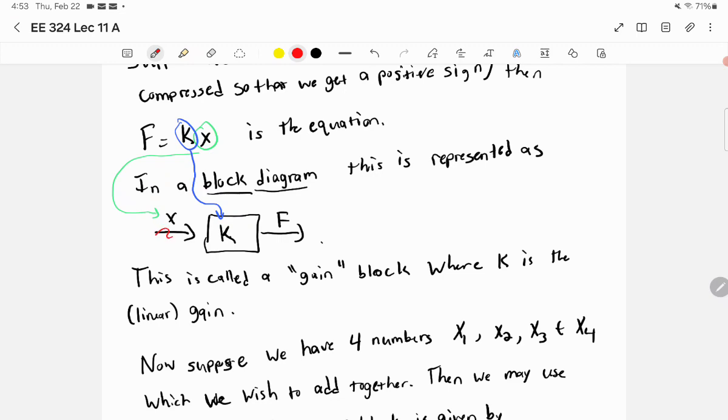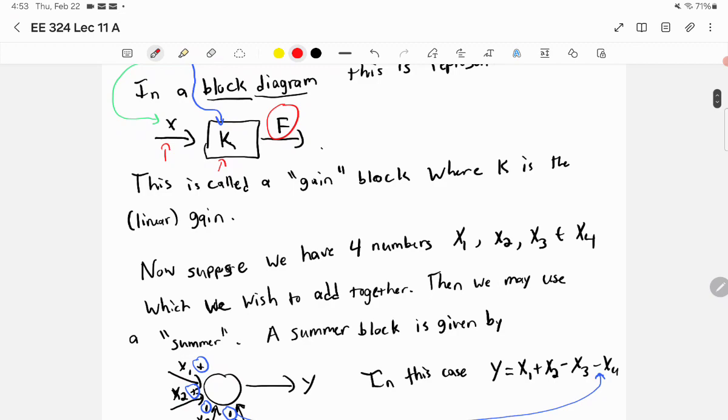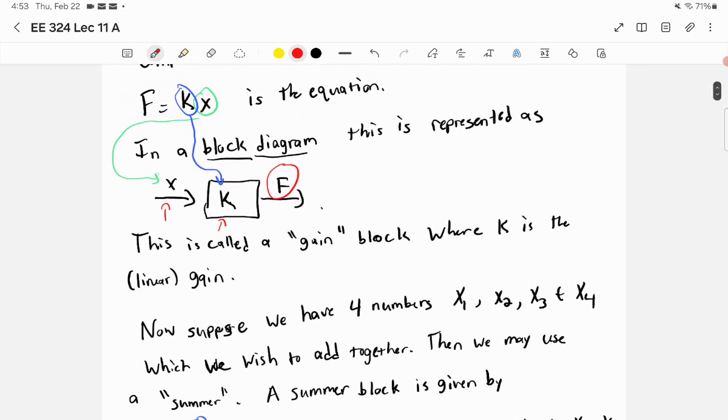We can represent this equation as a block diagram as follows. We have some kind of force F that has an input of x, and there is some kind of block here that's called a gain block, which says multiply the input by K. So the input here is x, we multiply that by K, and then the output is F. So this block diagram means F equals Kx, which is exactly what we wanted.